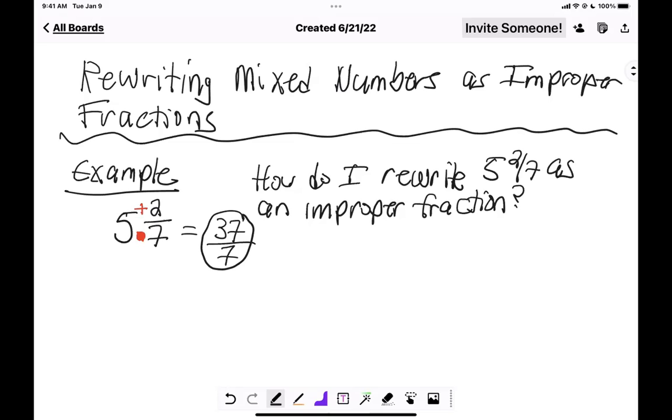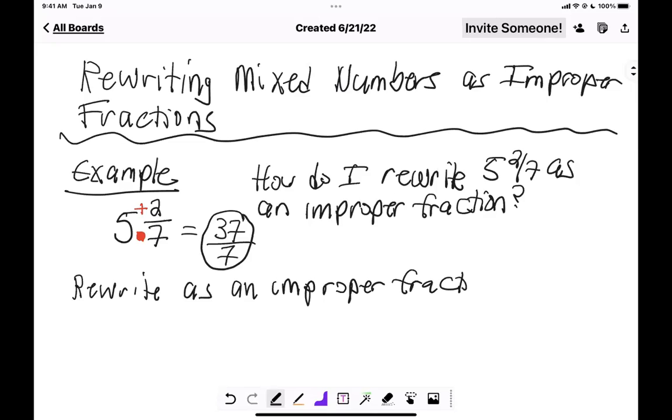So let's do a couple practice problems. My directions would just be: rewrite as an improper fraction. Number 1: 6 2/3.